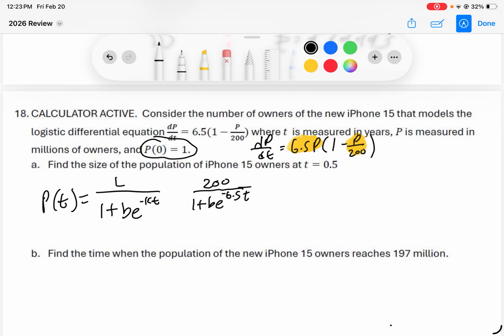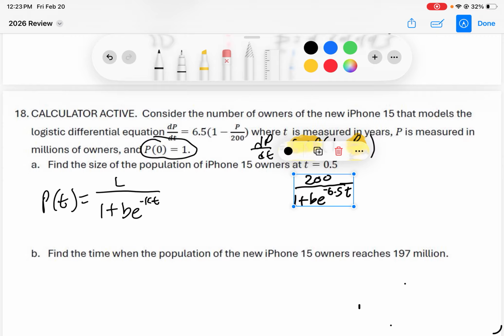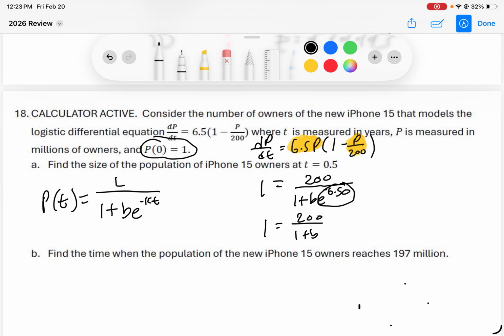So I'm going to plug in 0 for t. I'm going to say 1 is equal to 200 over 1 plus B e to the negative 6.5 times 0. The nice thing is that wipes this whole part out. That's just 1. So 1 is equal to 200 over 1 plus B. So B is 199. Now I've got all my information to actually make the equation.